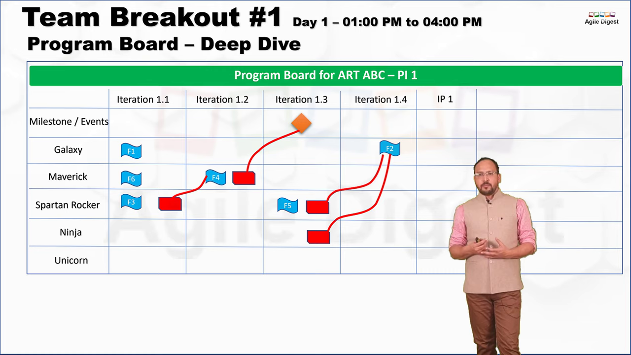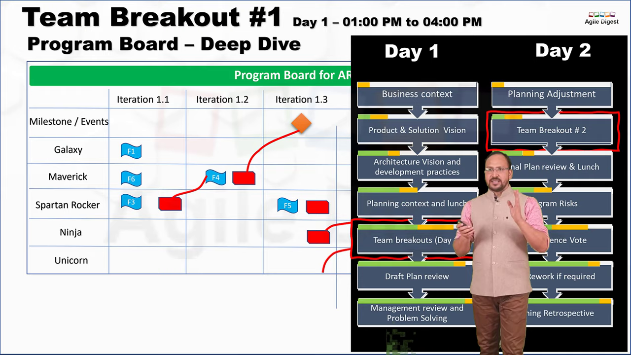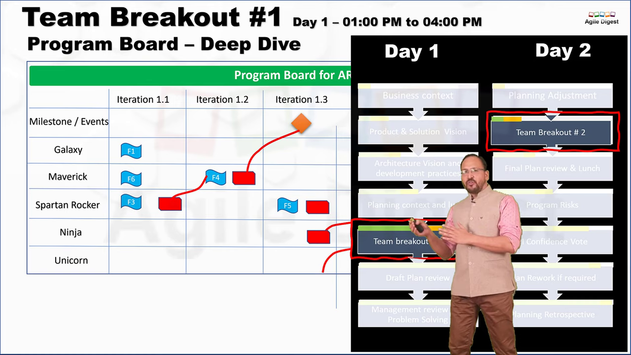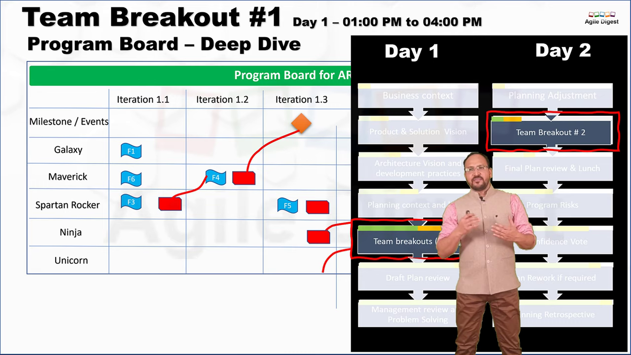So, as you can see, this is one of the program boards where we have multiple dependencies, and this is something we highlight in these two particular events. On day one we have a team breakout, and on day two we also have a team breakout. In this area, we change the dependencies, or we move the features from one iteration to another, or from one team to another, and from there we can have the dependencies updated in our program board. And this is the time, right?